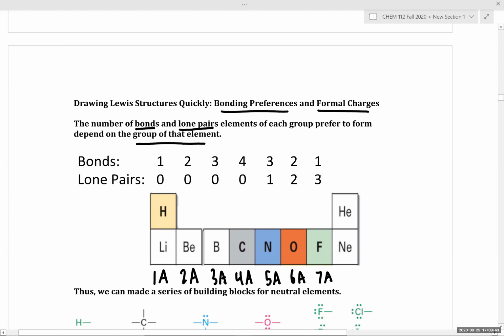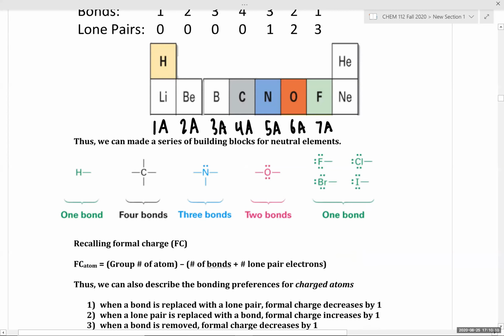As we notice, there's a consistent pattern in the number of bonds that an element prefers to form. It increases from 1 to 4, going from 1A to 4A, and then it decreases, and instead of forming bonds, we have lone pairs for 5A through 7A elements. From these bonding preferences, we can make a series of building blocks for neutral elements. For example, hydrogen forms 1 bond, carbon 4, nitrogen 3, oxygen 2, halogens 1.